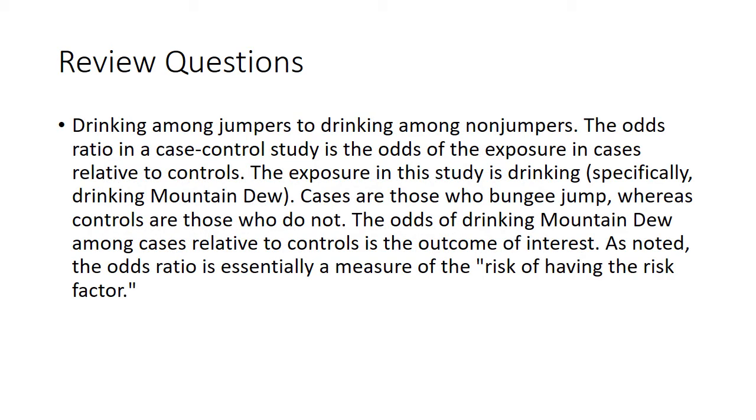Anyway, so again, we're doing odds ratios. We're doing the odds of drinking Mountain Dew in those jumpers versus the odds of those individuals who are not jumpers drinking Mountain Dew. So again, you're just dividing one by the other. It's not the same as a relative risk. This is looking at the odds of something happening versus not happening, essentially. And when you're looking at an odds ratio like this, you're considering it to be the risk of having a risk factor, essentially. Another way you can think about it is, what is the chance that these people who had this particular outcome have this risk factor? So that's another way you can think about it.